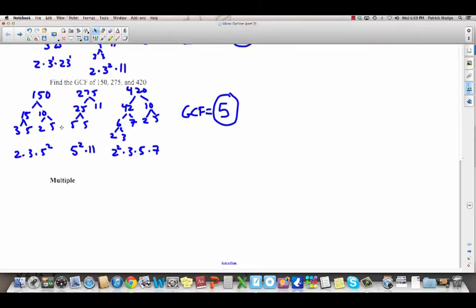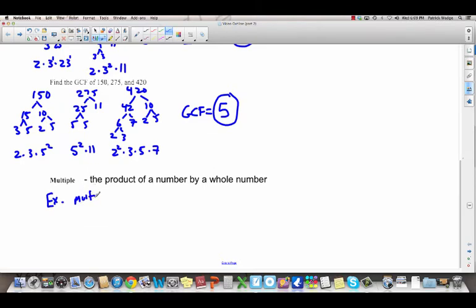Now, the next thing we're going to talk about is multiples, and this is what people often get factors confused with. A multiple is the product of a number by a whole number. Kind of a weird definition. When I show you an example right now, you'll get it. The multiples of 9 are 0, 9, 18, 27, 36. You see, all you do is count by that number. Like when you learn to multiply, that's what you did, right? 9, 18, 27, 36.